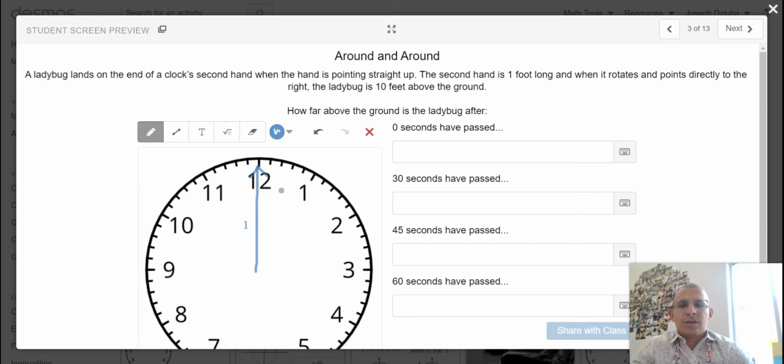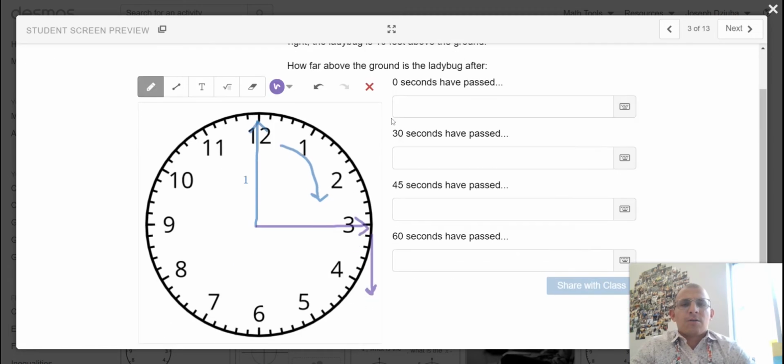Right, so it's 1 foot, but as it rotates, when it's pointing directly to the right, so that would be at 3 o'clock, this distance to the ground is 10 feet. How far above the ground is the ladybug after 0 seconds have passed?